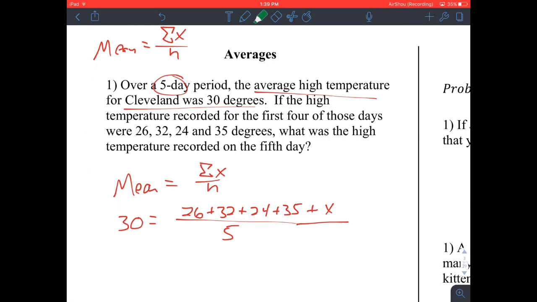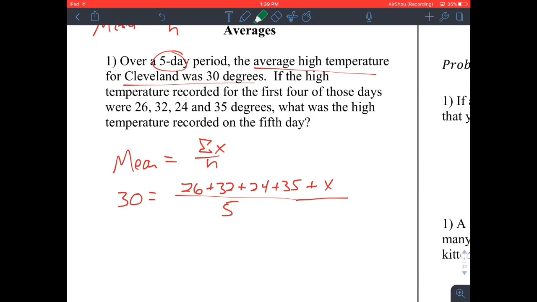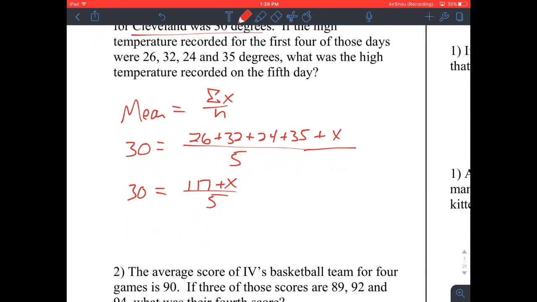So once again, we know that if we add up all the temperatures and divide by how many temperatures we have, we're going to get the average. We have 4 of the temperatures, we don't know the 5th. So this is the equation that we're going to use, and then we're trying to simplify this equation. If we were to add 26 and 32 and 24 and 35, we get 117. Trying to solve the equation for x, if we multiply both sides of the equation by 5, we get 150 equals 117 plus x. And if we subtract 117 from both sides, we're going to get that the temperature of the 5th day would be 33 degrees.